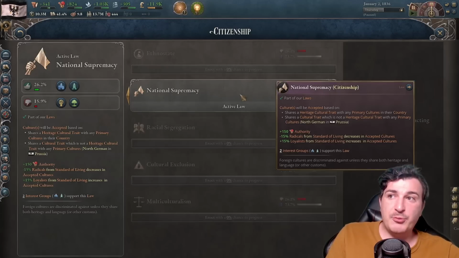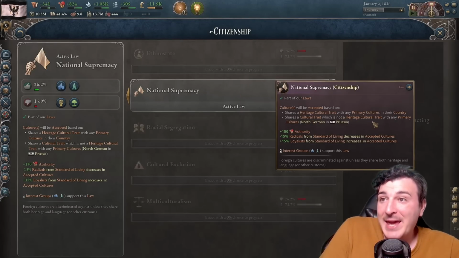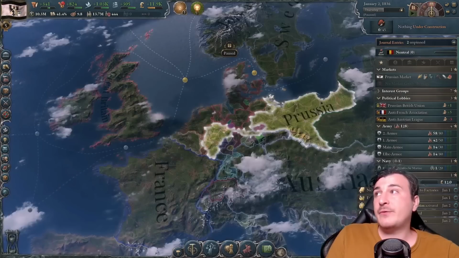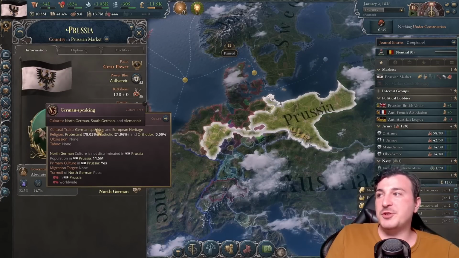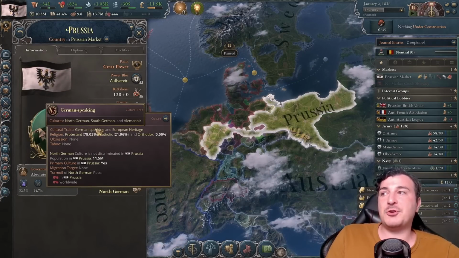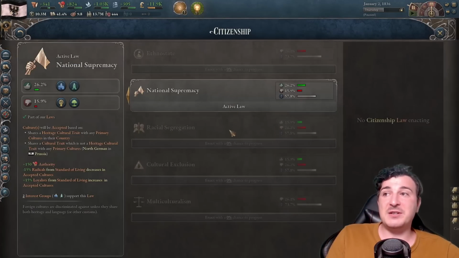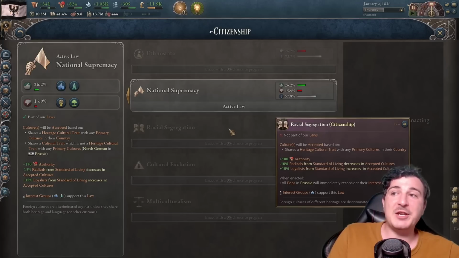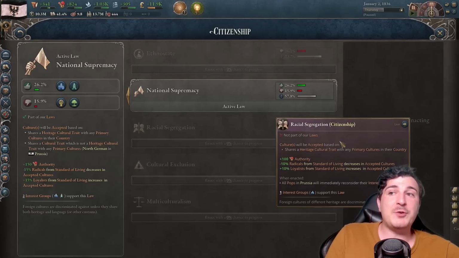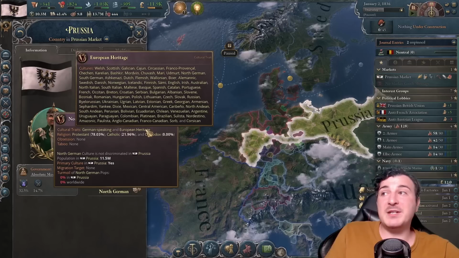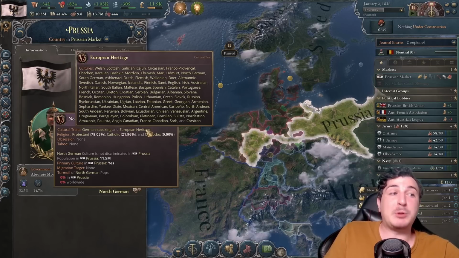If you're a national supremacy, then any culture that shares a cultural trait that is not a heritage cultural trait with your primary culture will be accepted. So what does that mean? If we go back to North German and we hover over German speaking, only North-South Germans and Alemannics will be accepted with the national supremacy citizenship legislation. If we go for racial segregation, a heritage cultural trait with your primary culture defines who is accepted. So if we have this, then that means we accept any other culture that is European heritage, which is more than half of the planet, to be honest.